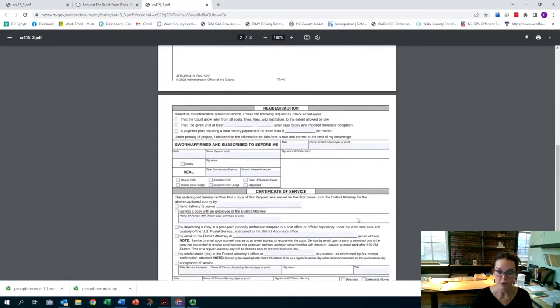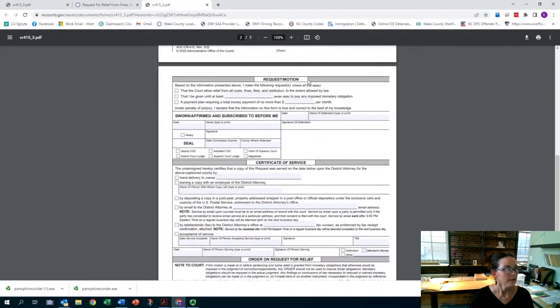Next, we'll scroll down to page 2. The top portion is the request or motion. This is the portion where you ask the court for what you want. So it's a checkbox thing. The first box is that the court allow relief from all costs, fines, fees, and restitution to the extent allowed by law. The second box is that I be given until at least, and then you fill in the date here, to pay any imposed monetary obligations. And then your third option is a payment plan requiring a total money payment of no more than X dollars per month.